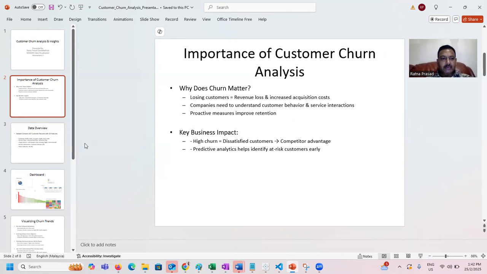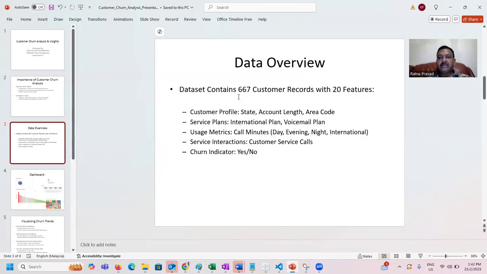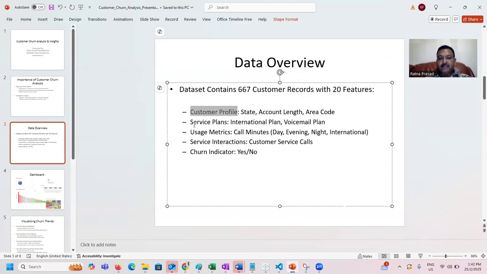In order to study this, I analyzed a data set which I downloaded from Google. It had about 667 customer records with about 20 different columns, or attributes. These attributes are the customer profile, service plans, usage metrics, service interactions, and the churn indicator. The churn is a Boolean yes or no. Churn yes means the customer has left the service from the telco, and no means it is still retained.